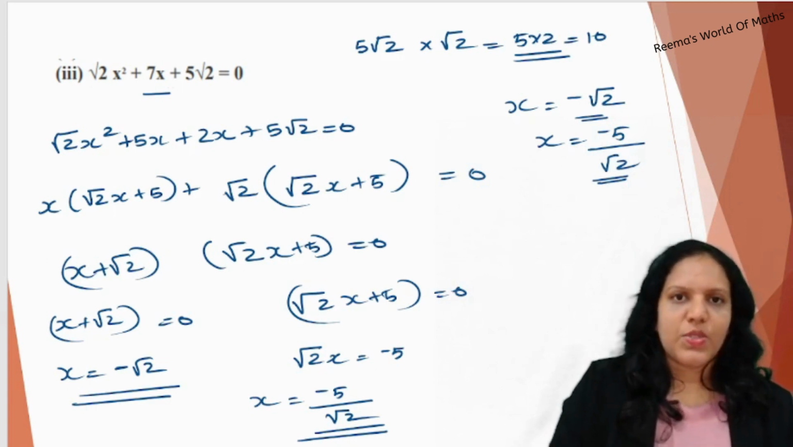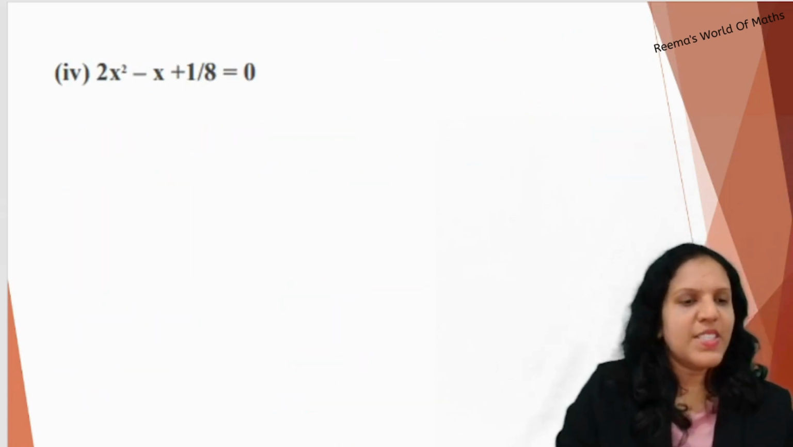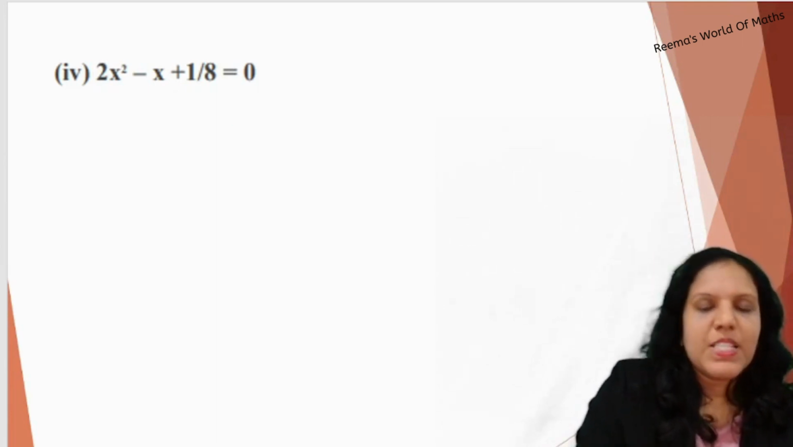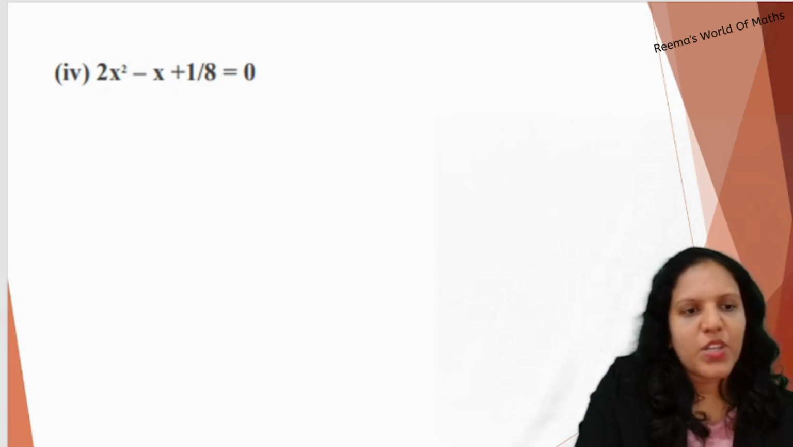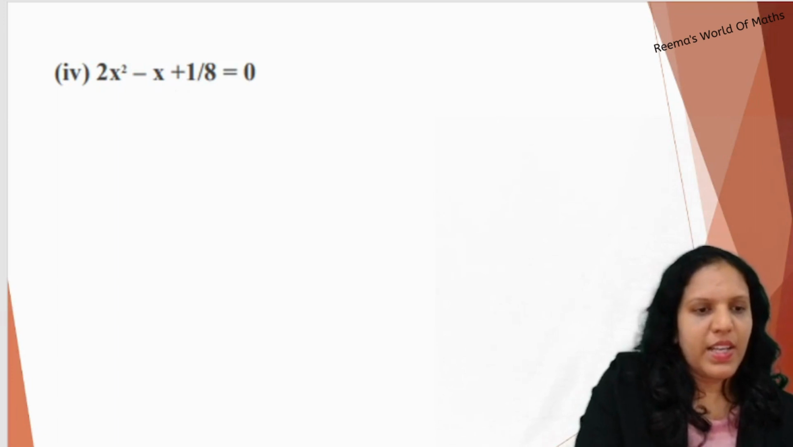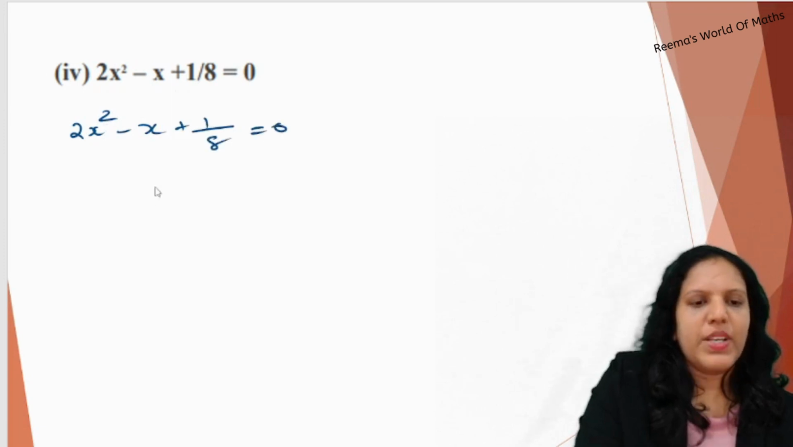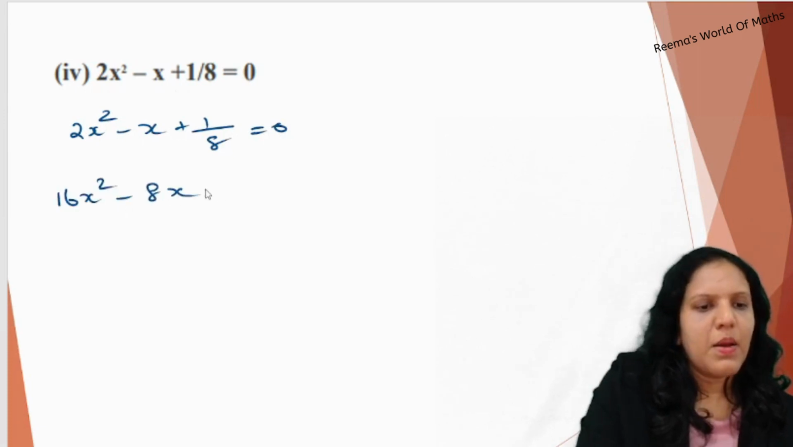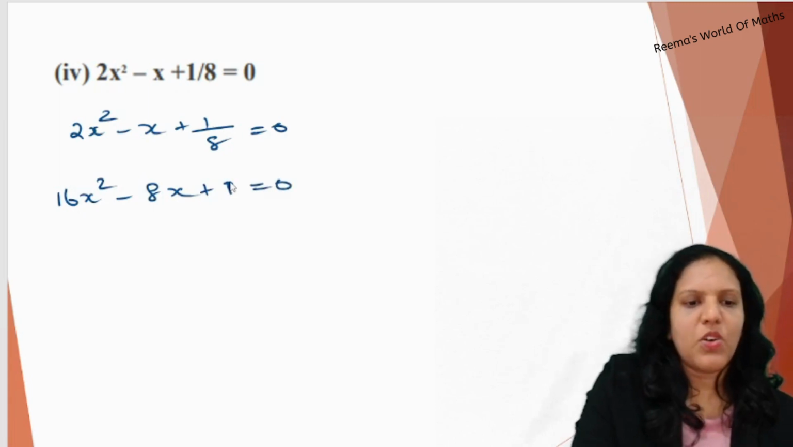Now let's see the next question. This is not the last question, we have one more. So this is 2x² - x + 1/8 = 0. Now let's remove the denominator. We can multiply all by 8, so that will be 16x² - 8x + 1 = 0. So this is a quadratic equation.